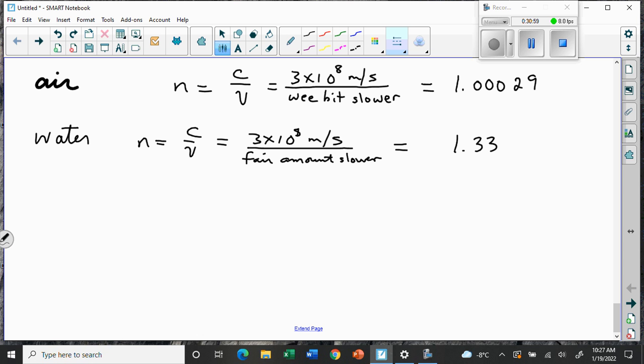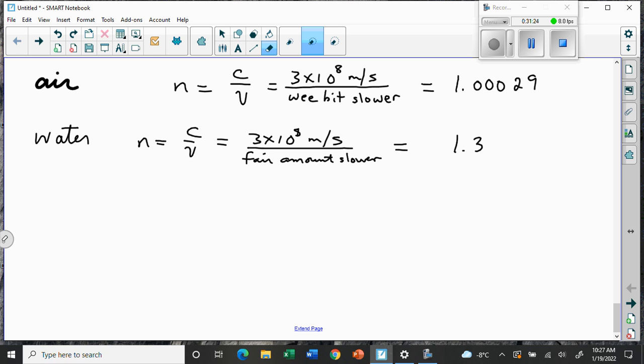1.3333, actually. I think it's repeating, but 1.3 is good enough for us. We'll just use 1.3. Well, that's a significant difference. That means that water is quite a bit slower, or the speed of light in water, I should say, is quite a bit slower than the speed of light in air or in a vacuum.